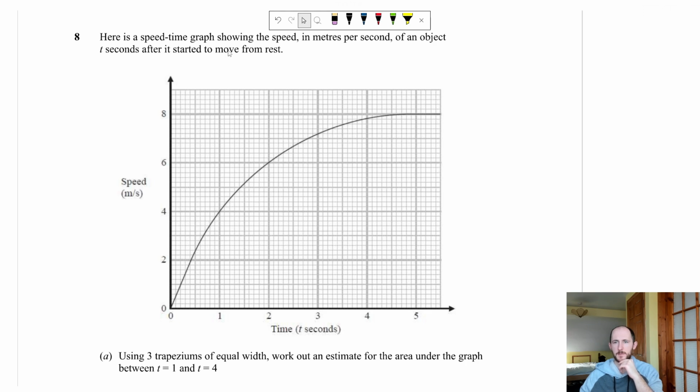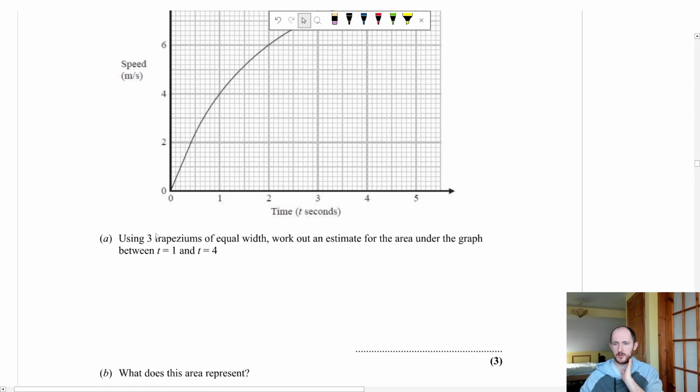Here we have a speed time graph showing the speed in meters per second of an object after it moved from rest, and it has this kind of a nice cool looking arc. It says use 3 trapeziums of equal width to work out an estimate of the area under the graph between t equals 1 and t equals 4. Cool. Using the trapeziums.